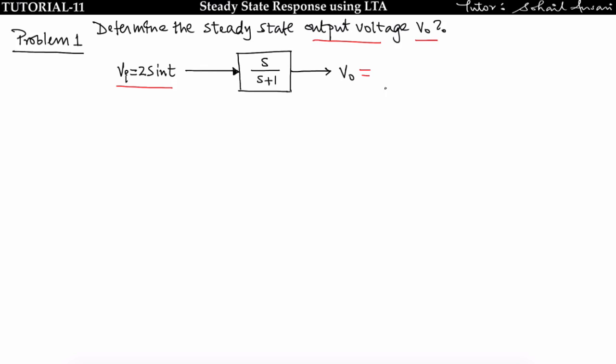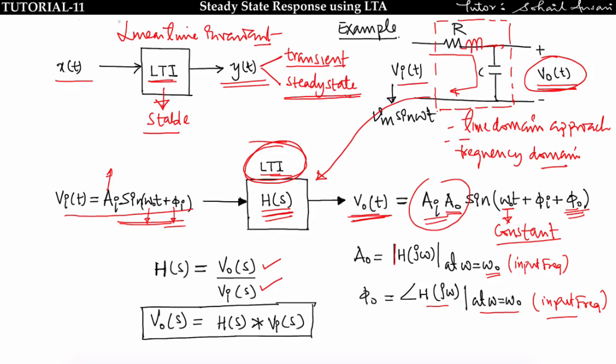See, I already told you the steady state output V0, since this is an LTI system, is given by 2 A0 sin(t + phi naught). According to this, if I give input Vi(t) = Ai sin(omega naught t + phi I), then the output of the system is given by Ai A naught sin(omega naught t + phi I + phi naught).